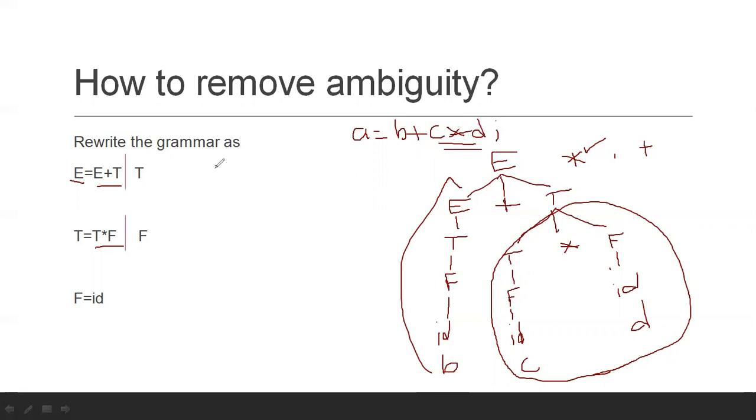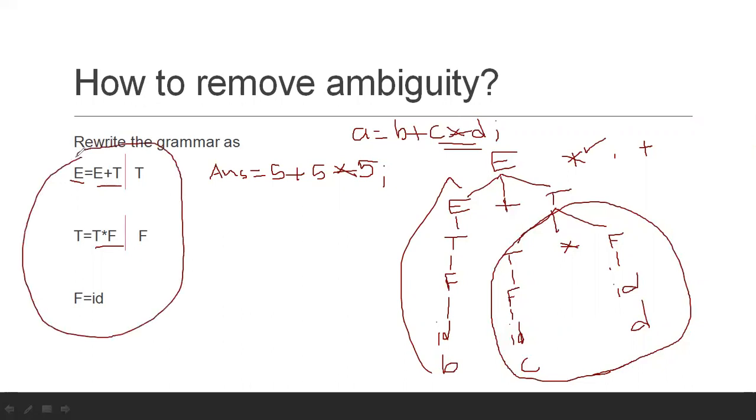So whatever example we have seen on the first slide, answer is equal to 5 plus 5 into 5 will give only one result, because such a type of unambiguous grammar will give only one tree, and this one tree will give the result as 5 into 5, 25, plus 5, the result will be 30. Got it? This is the way how we remove the ambiguity.